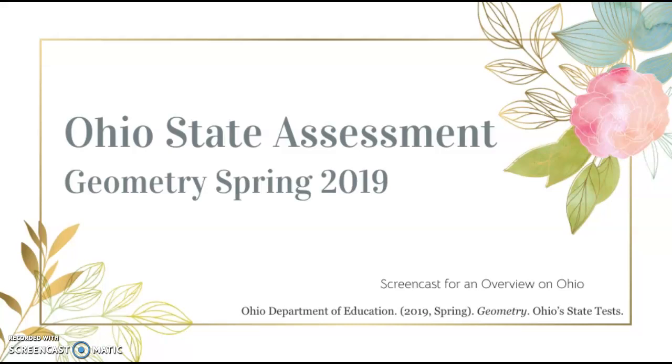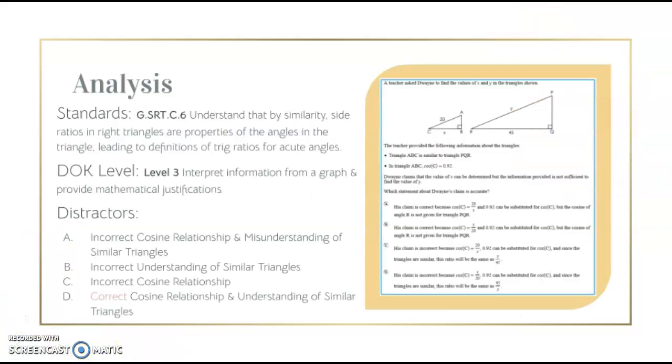So I chose an Ohio State assessment. It's the Geometry Spring 2019 assessment to analyze. The first question I looked at was this one, analysis. We're going to be taking a look at the standards, the depth of knowledge level, and as well as the distractors that we see.